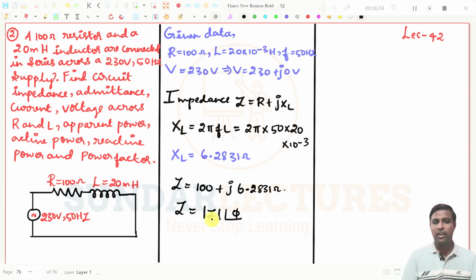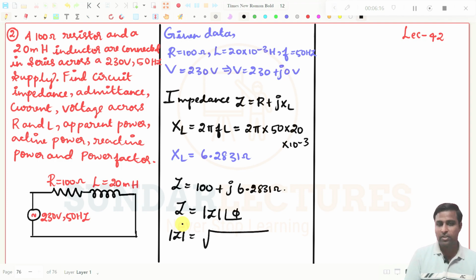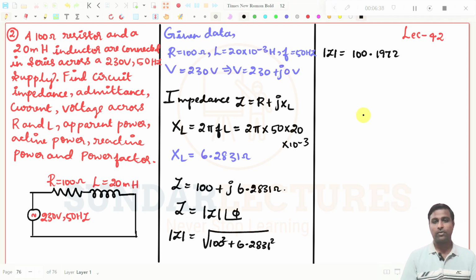Right? So how will you get this Z value? The modulus of Z will be equal to the square root of 100 squared plus 6.2831 squared. Right? What is the modulus of Z you will get now? So modulus of Z should be equal to 100.1972. That is the modulus value.